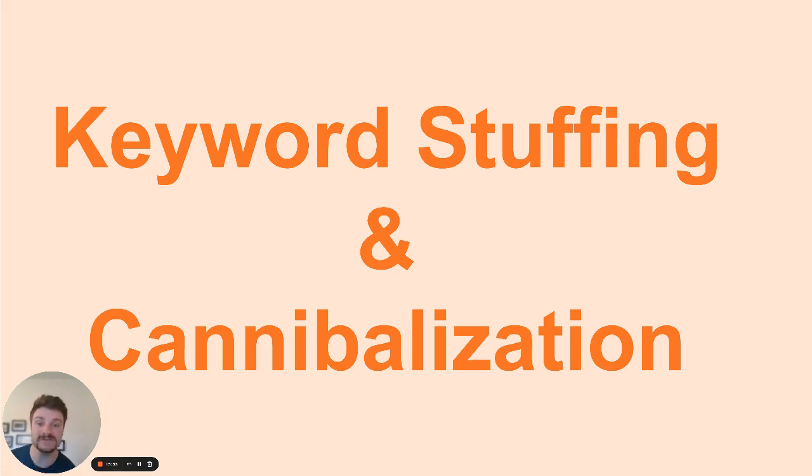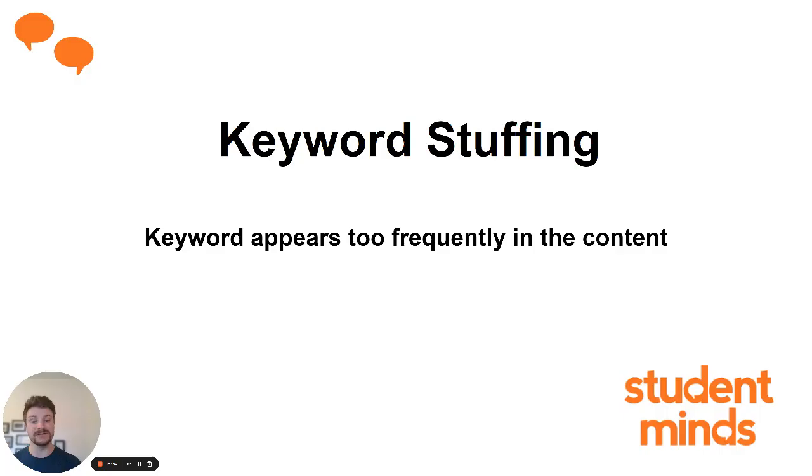The two main areas for keyword optimization that you want to be avoiding are keyword stuffing and keyword cannibalization. Keyword stuffing or keyword overloading is where you include too many keywords into your text. It is natural to think that if you want to rank for a specific search query, that filling your content with all of these words is the way to go.